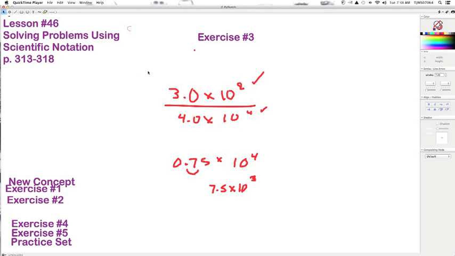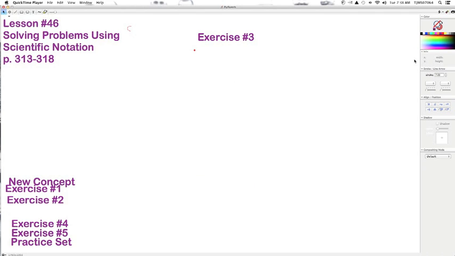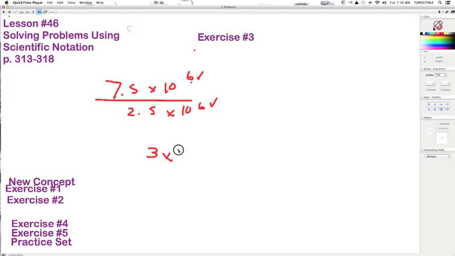Last one in 3 looks like this. 7.5 times 10 to the 6th divided by 2.5 times 10 to the 6th. Dividing coefficients, we have 7.5 divided by 2.5 is 3. 10 to the 6th divided by 10 to the 6th is like 6 subtract 6, so that's times 10 to the 0. Remember, anything to the 0 power is 1, so we have 3 times 1, or 3.